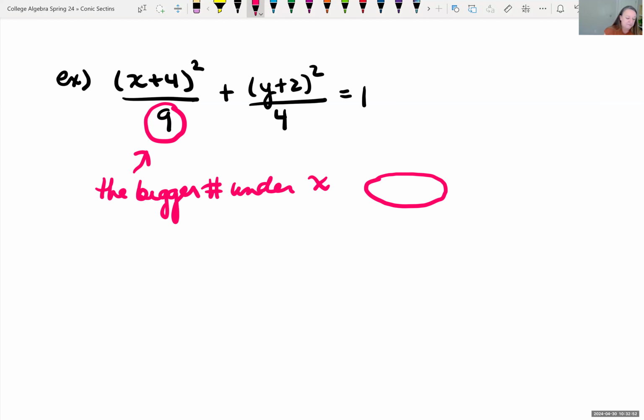So remember, this was in the form of a squared over b squared. And so I can tell what my a value is. Well, a squared is 9.